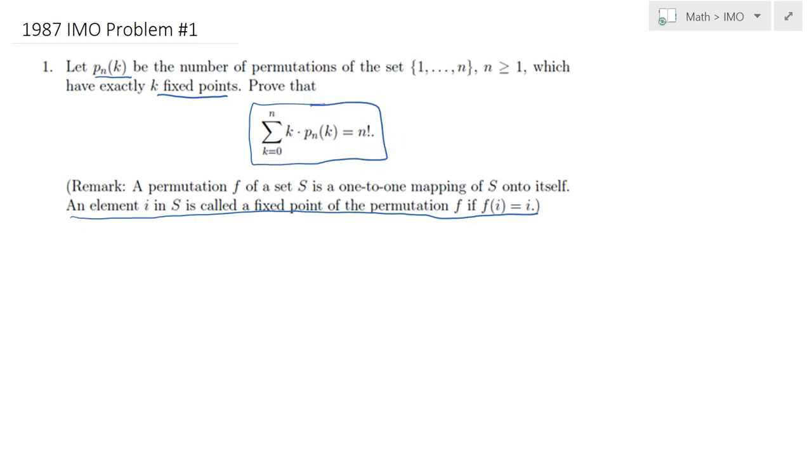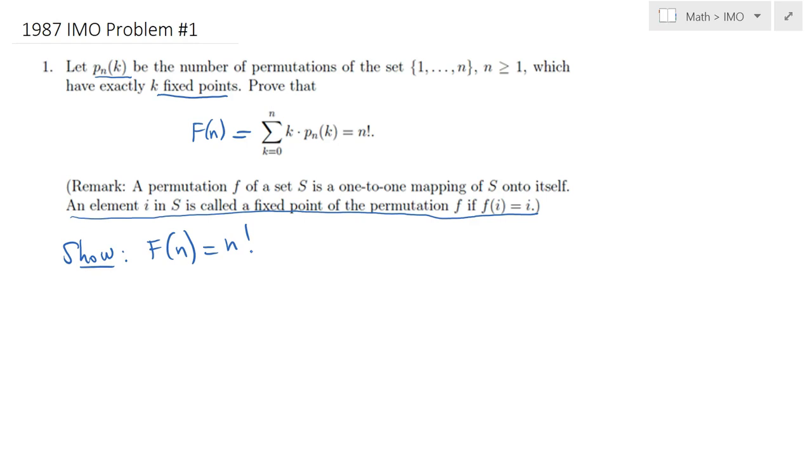To begin with, let's first denote the left-hand side of this expression as f of n. So the question is asking to show f of n is equal to n factorial. I will provide two different proofs, both combinatorial. One is a very simple one, almost immediate. The second one uses recursion.